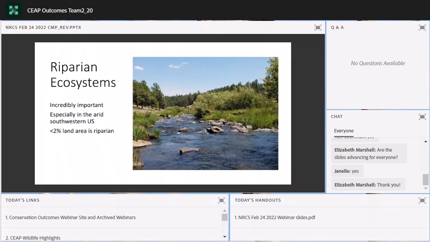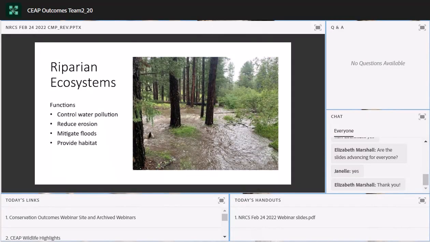Because we're in an arid system, riparian systems are incredibly important, but they represent less than 2% of the land area in the Southwest. They might be uncommon, but functionally they're really important because they help control water pollution, they reduce erosion, and they mitigate flooding. This is one of our high-quality sites for jumping mice that flooded last year during a very heavy rainstorm. And you can see there's not a lot of erosion because of the well-connected floodplain that disperses water and the vegetation that reduces erosion.